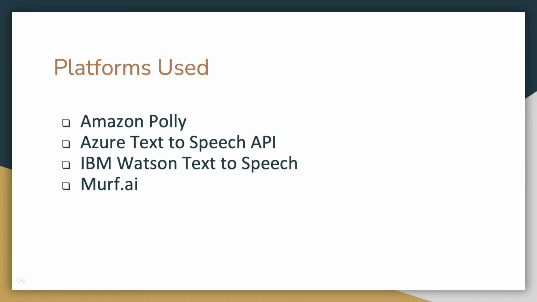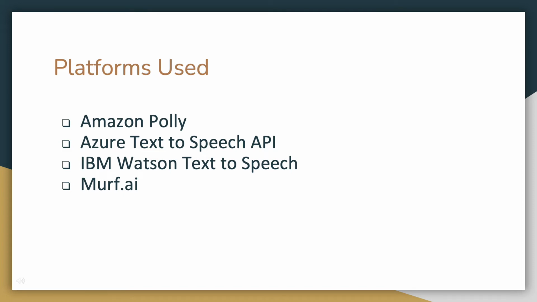The next topic that I'm going to discuss is the platforms that are used. The first one is Amazon Polly. Amazon Polly is a service that turns text into lifelike speech using deep learning techniques. In order to do this, consistently fast response times are required.